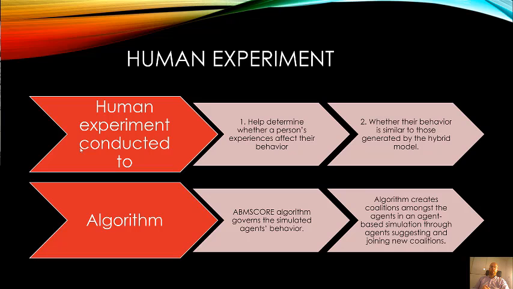Okay, so the agent-based modeling simulation algorithm, called the ABS core algorithm, governs the simulated agents' behavior. What it does is, during the game, agents are able to suggest and join other coalitions, coalitions being a group of agents.